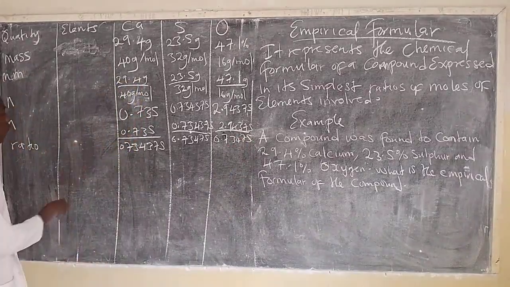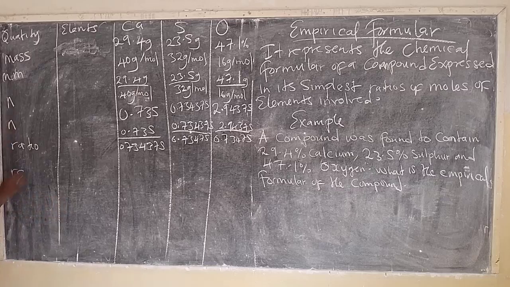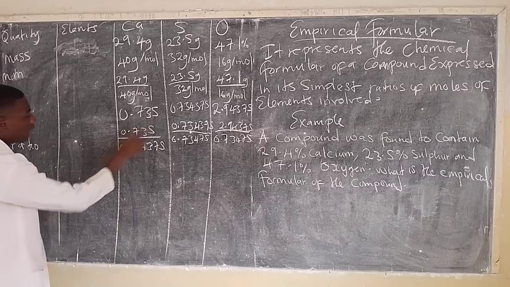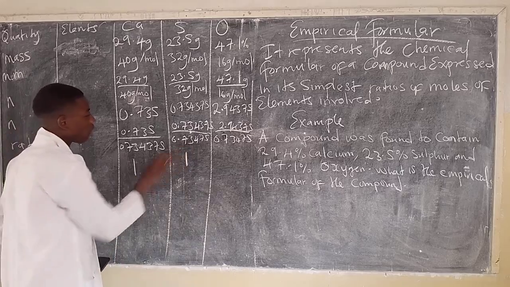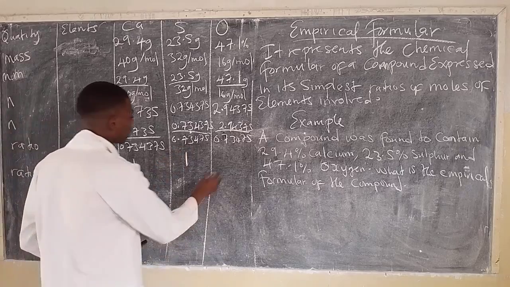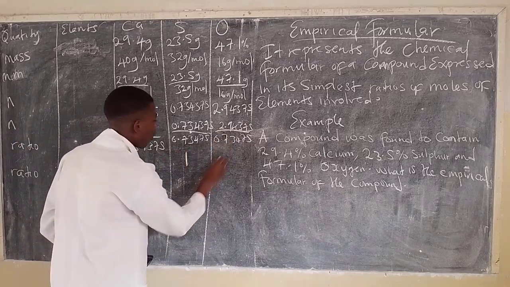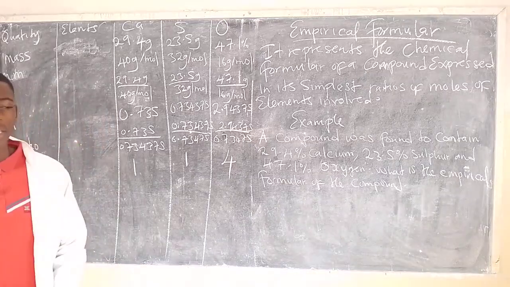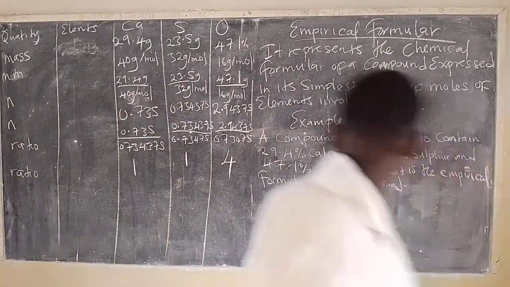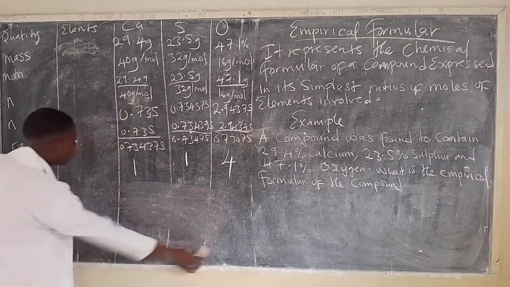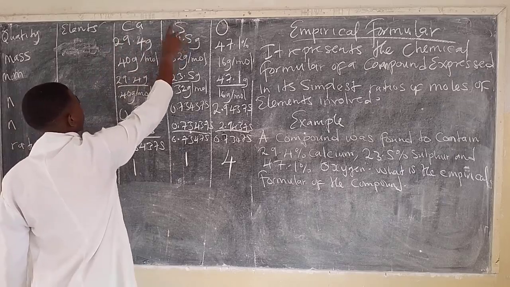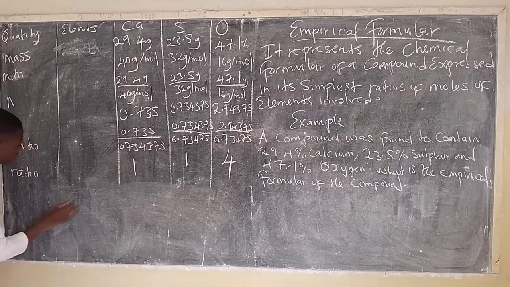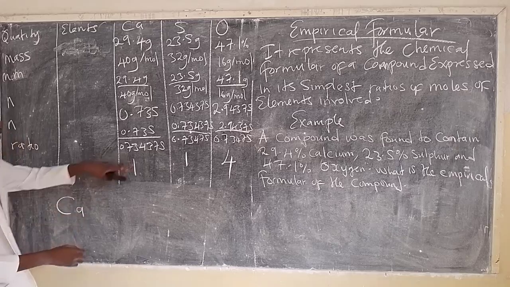So for calcium, the ratio is going to come out to be, when we divide this, we are getting a 1 if rounded off. We also divide this, we are going to get a 1. And last but not the least, when we divide this into this, we are getting a 4. Now what does this tell us? It tells us the actual number of elements that can be found using the ratios.